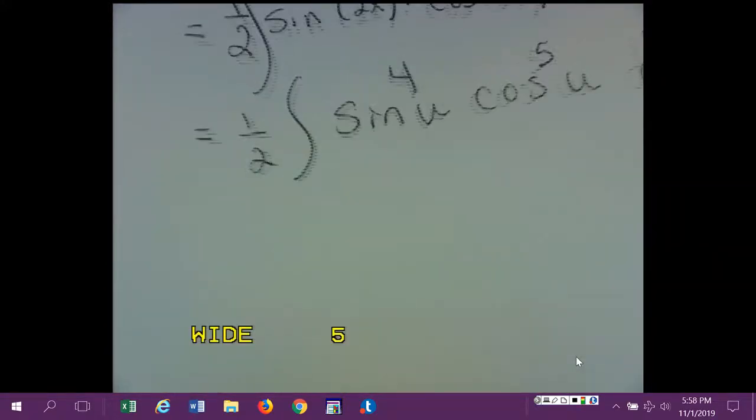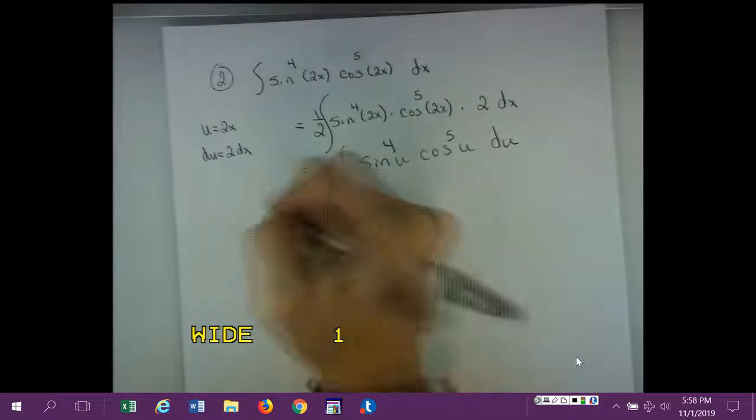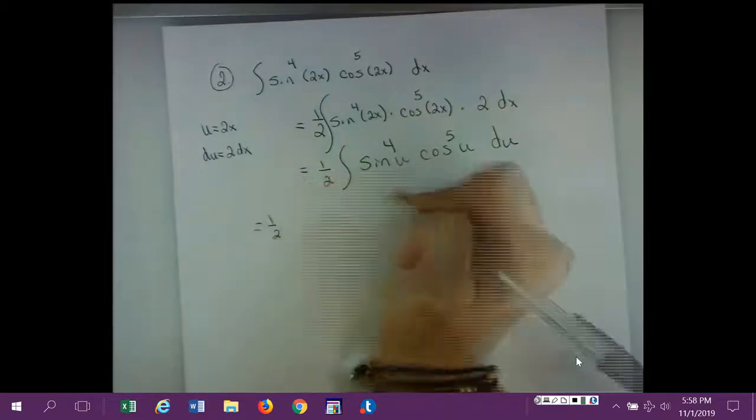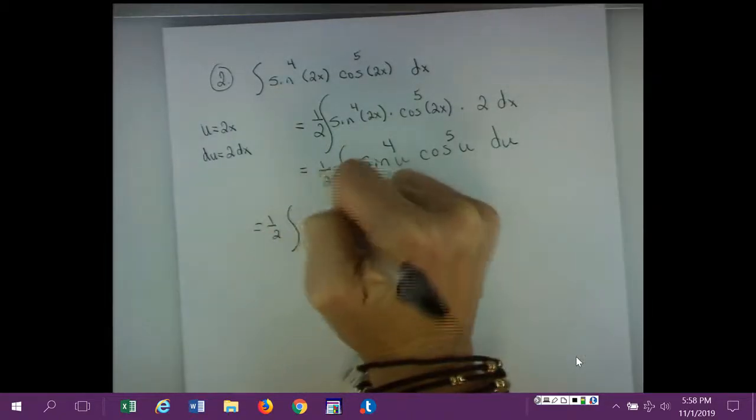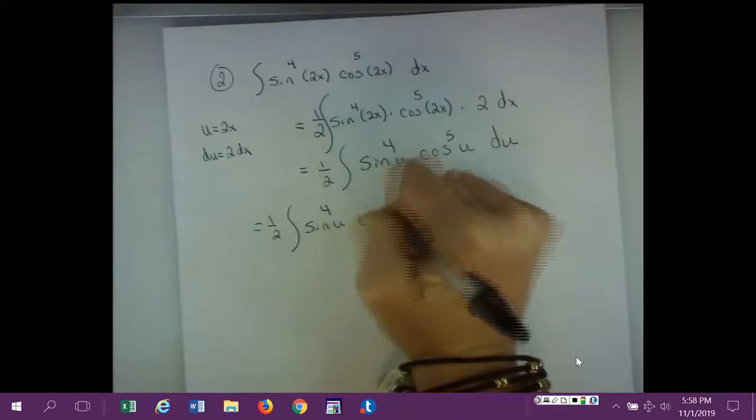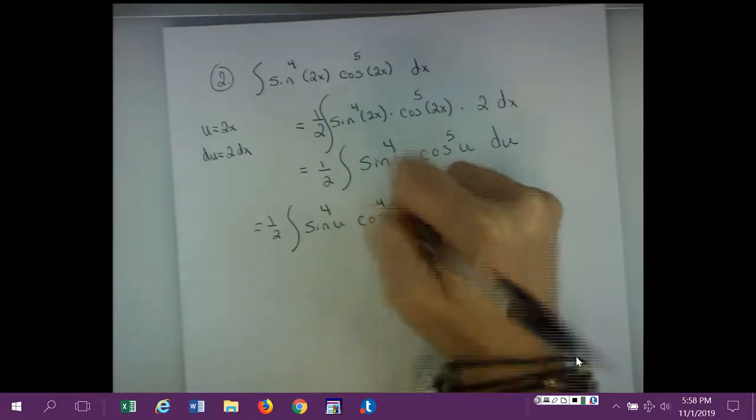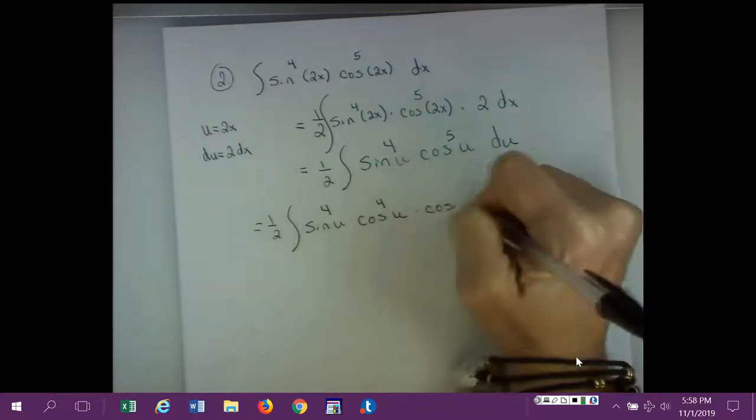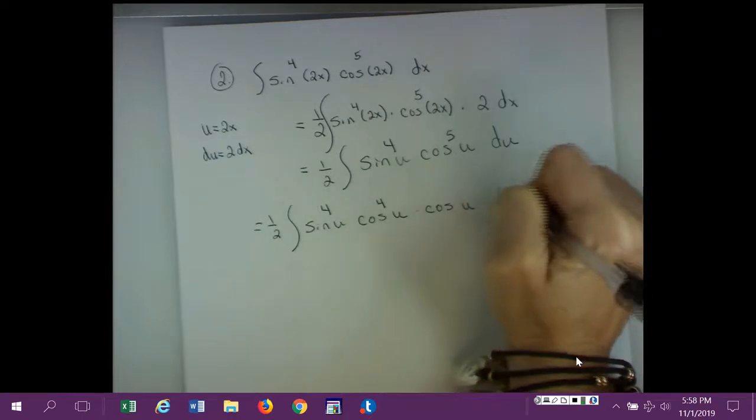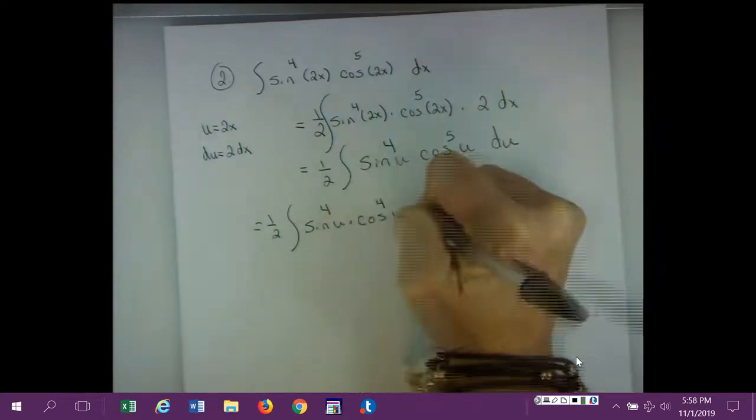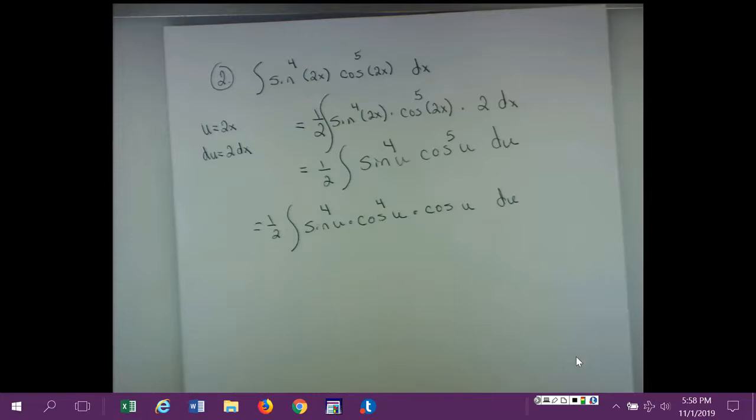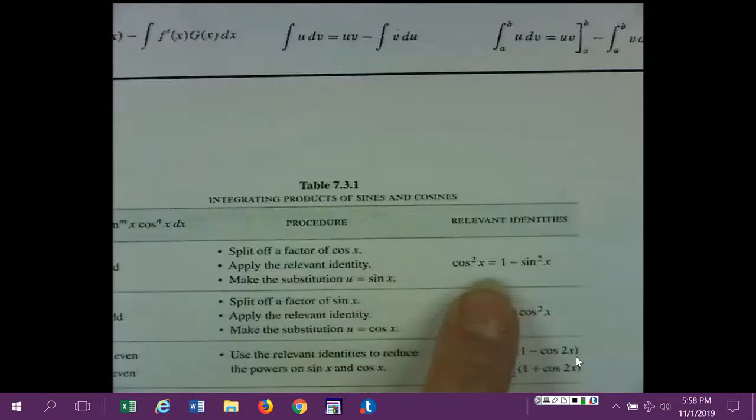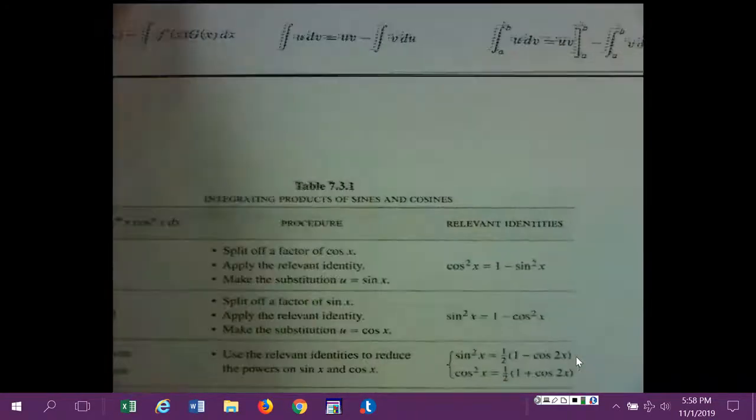Splitting off a factor of cosine would be sine of u to the 4th times cosine of u to the 4th times cosine of u. And this is all multiplication. And I still haven't changed the problem. It says apply the relevant identity that cosine squared is 1 minus sine squared. So this is what we're going to do.